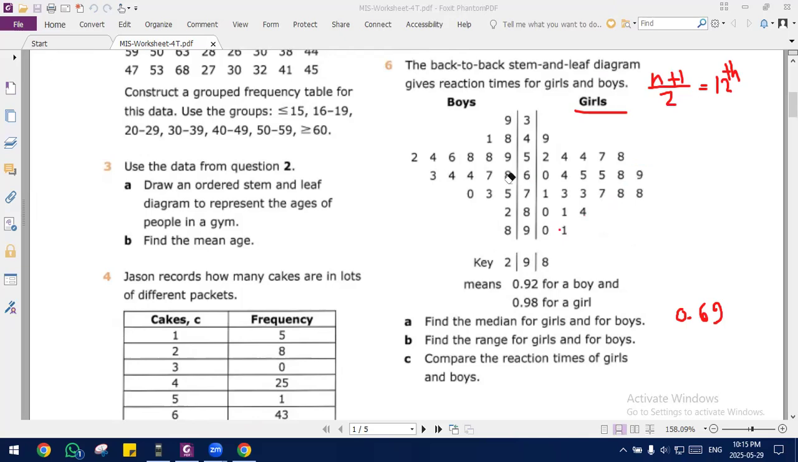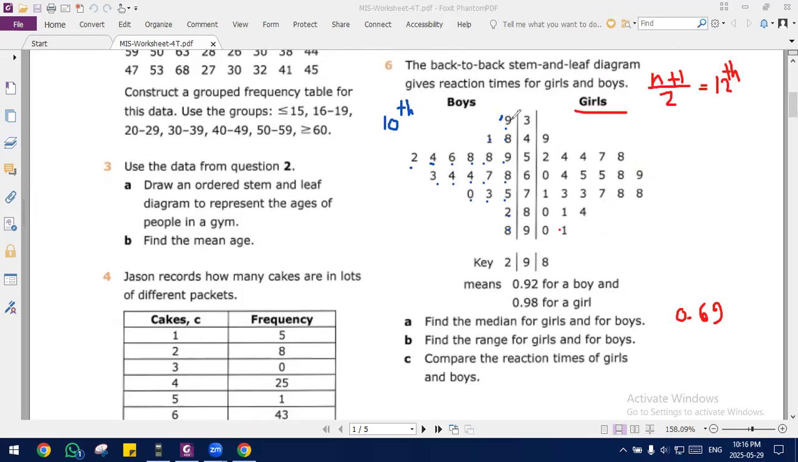Let's find the median for the boys. We need also to count n. 1, 2, 3, up to 19. 19 plus 1, 20. Over 2, 10. So the 10th value is the median.